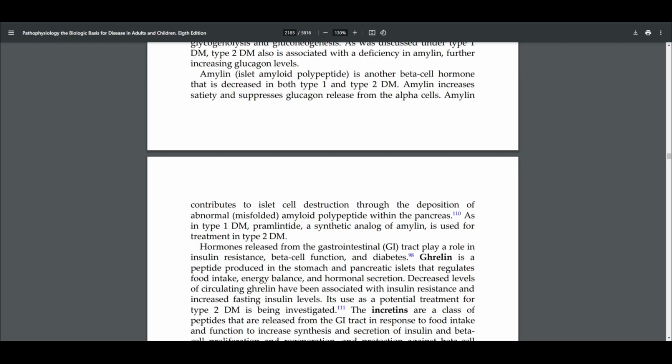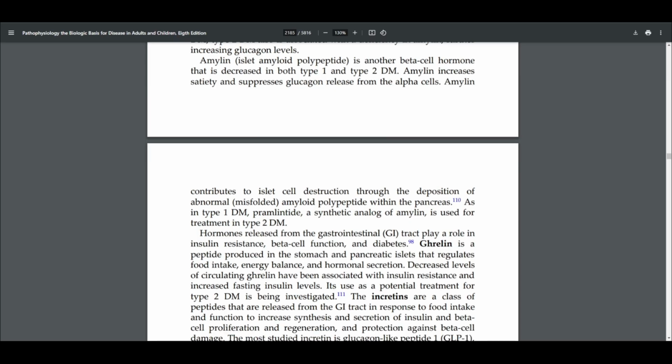Your amylin, your islet amyloid polypeptide, is another beta cell hormone that is decreased in both type 1 and type 2 diabetes. Amylin increases satiety and suppresses glucagon release from the alpha cells. Amylin contributes to islet cell destruction through the deposition of abnormal amyloid polypeptide within the pancreas.